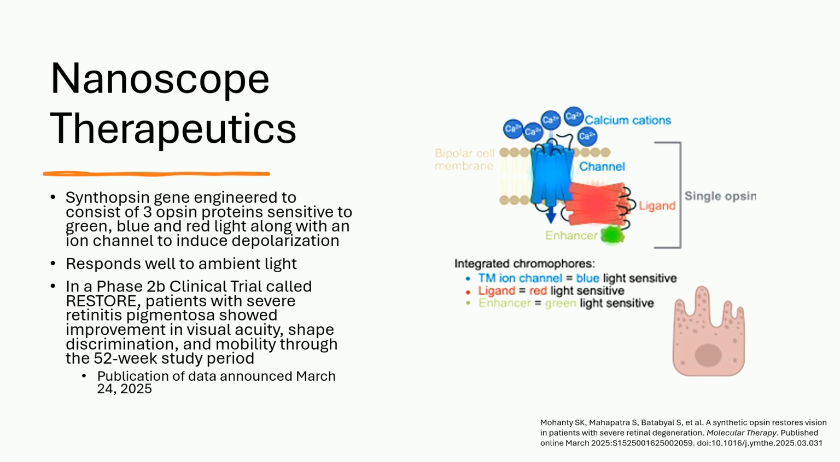So they actually just completed a phase 2b clinical trial called RESTORE. And they tested this on patients with severe retinitis pigmentosa and showed improvement in visual acuity, shape discrimination, and just mobility, day-to-day activity mobility through a 52-week study period. And this was just announced in March of this year.